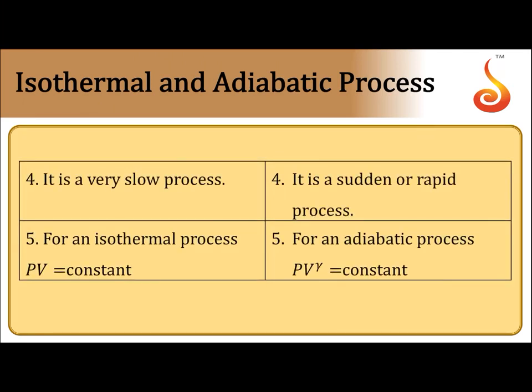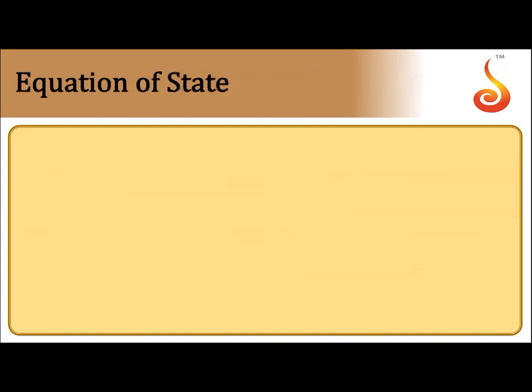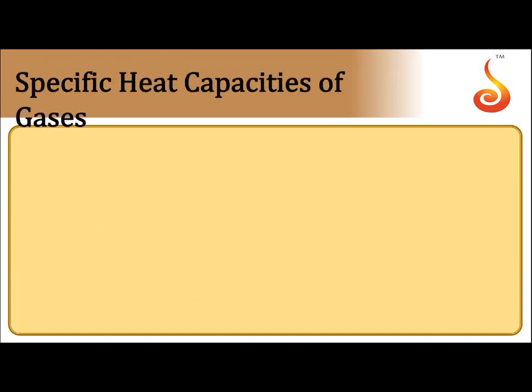Isothermal process is generally a very slow process, need not be, but generally a very slow process. But adiabatic process is generally sudden or rapid process. For an isothermal process, PV is equal to constant. This is the state equation. Adiabatic process, PV to the power gamma is equal to constant. This is the state equation. Now coming to equation of state, for ideal gas, PV is equal to nRT. This is equation of state.